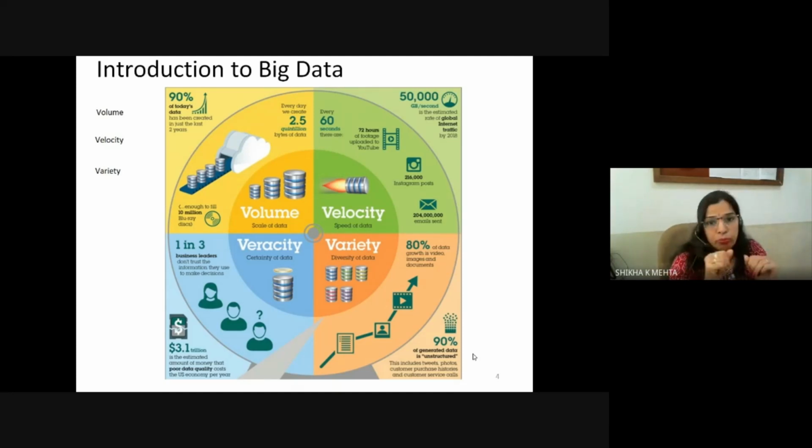Volume means the amount of data that we have. As I said, 63% of the world's population is online, so we can understand the amount of data they are all generating. Every day, we are generating 2.5 quintillion bytes of data. That contributes to the volume of the data. And this volume of data is increasing in 2 dimensions: one is the number of rows, and the other is the number of dimensions.